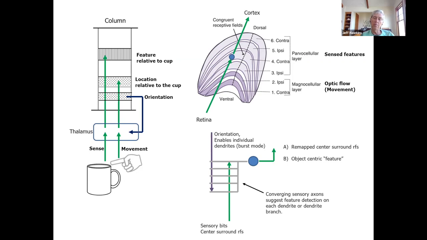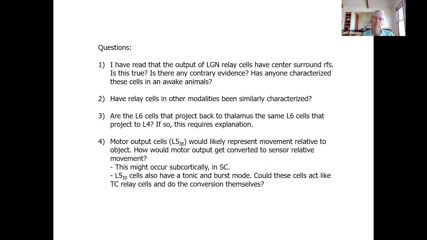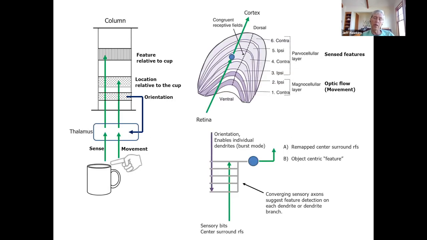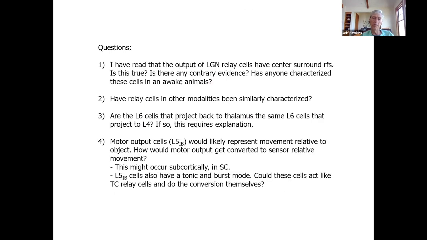Maybe you can help me think. I'll play around with it, but if you can think of better ways of thinking about that, it would solve one of my big problems, because I'm thinking, why aren't we seeing these more complex features leaving the LGN, leaving the relay cells?